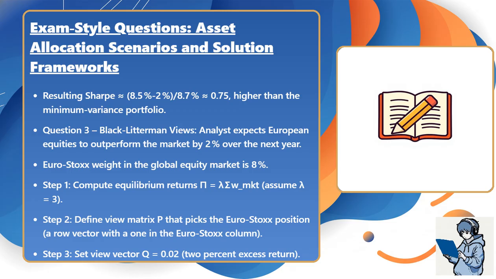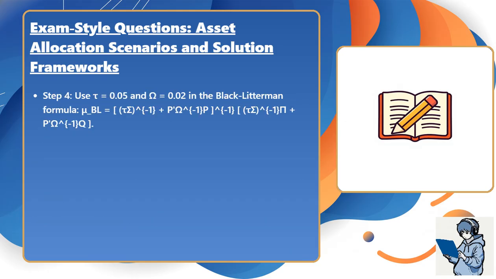Step 3. Set view vector Q equals 0.02, 2% excess return. Step 4. Use tau equals 0.05 and omega equals 0.02 in the Black-Litterman formula. Mu_BL equals the inverse of (tau Σ inverse plus P transpose omega inverse P), times (tau Σ inverse times pi plus P transpose omega inverse Q).